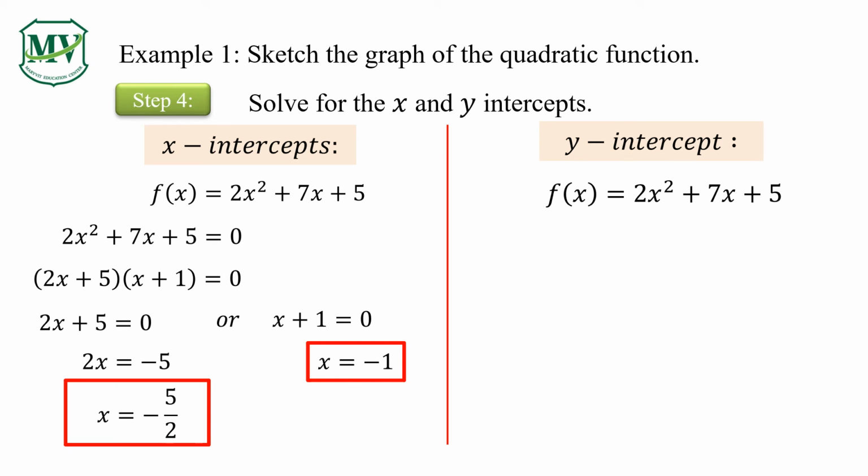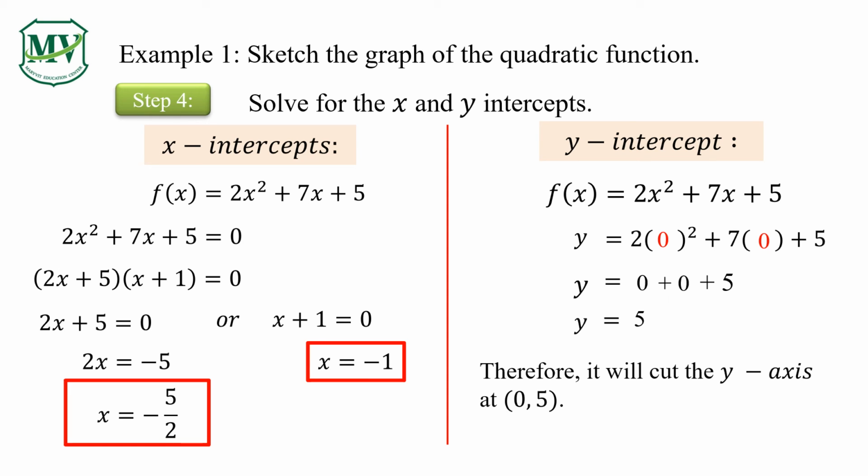Next, let us find the y-intercept. The y-intercept is the value of y when x is equal to 0. Now let us replace x by 0. 0 squared times 2 is equal to 0. 7 times 0 is equal to 0. And just copy positive 5. 0 plus 0 plus 5 is equal to 5. Therefore, the graph of the quadratic function will cut the y-axis at (0, 5).